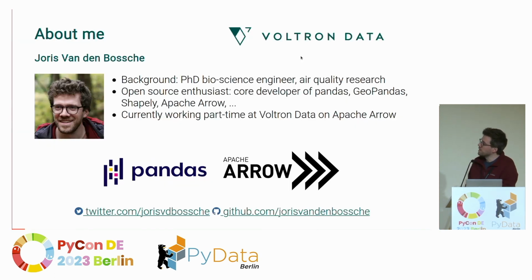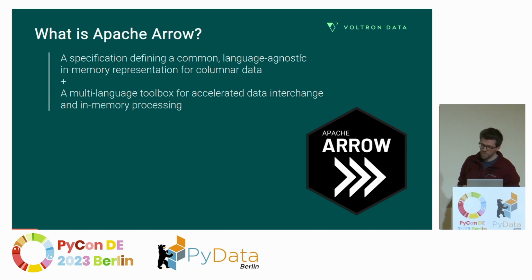Quickly about myself, I'm an open source developer, almost full-time maintainer of pandas. I'm also involved in the geospatial stack. And so I'm mostly working nowadays at Apache Arrow, more specifically the Python bindings PyArrow. And I'm doing that at Voltron Data. So we are a company building Arrow native data analytics. So let's get started with Apache Arrow.